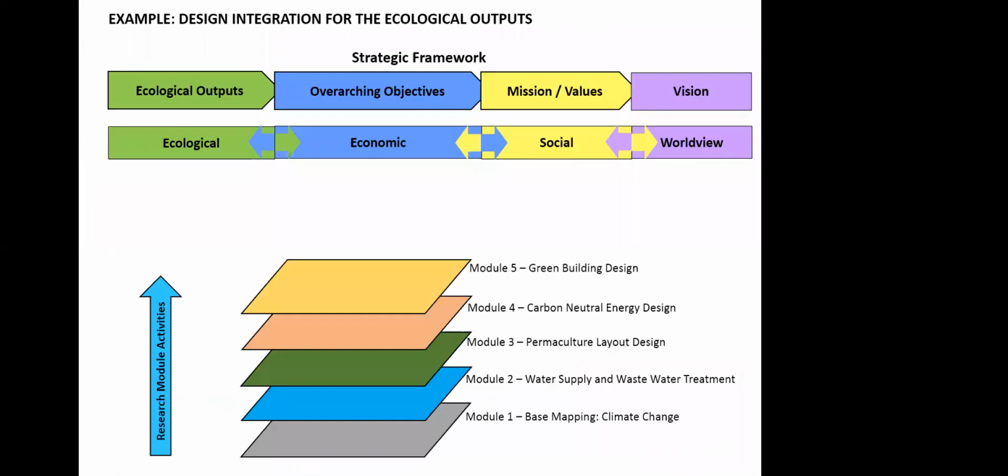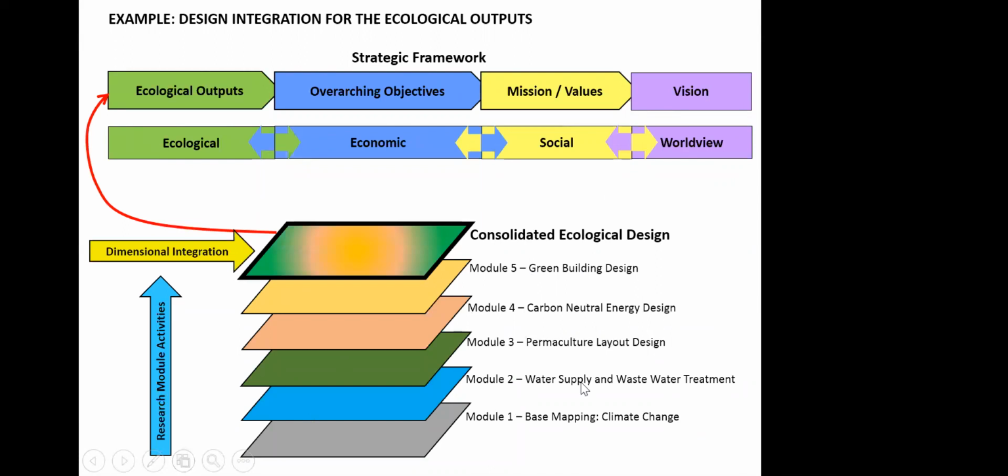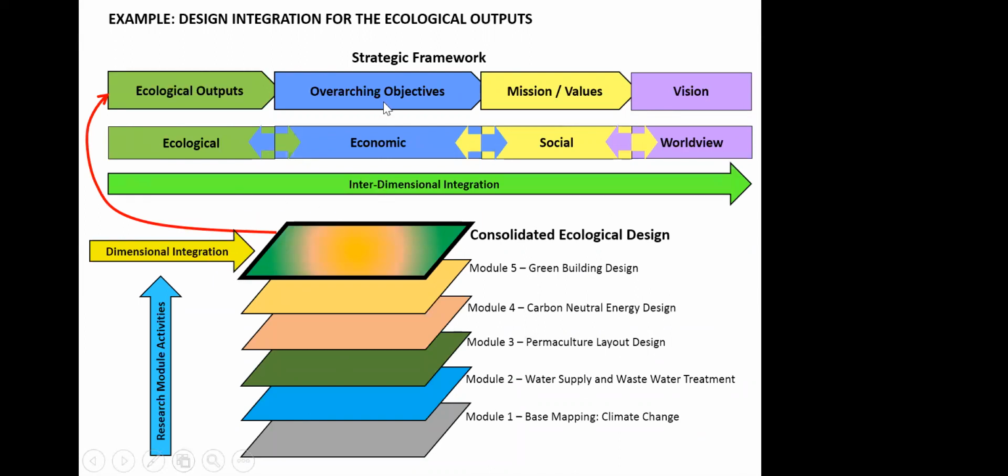So, sorry, we're going to look at the ecological dimension first. So imagine unpacking the ecological dimension. You've got all the modules, you've got your base mapping, your water supply, your permaculture layout, your carbon neutral energy design, and your green building design. These are specialist input activities. You then need to consolidate this ecological design. So that's dimensional integration. And then you start weaving the story with the other dimensions.